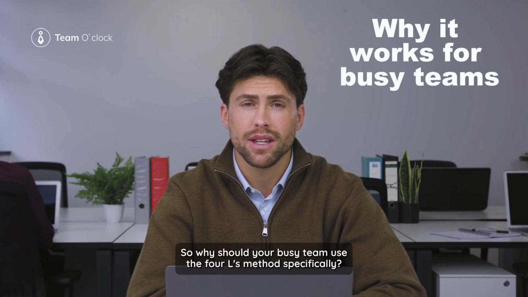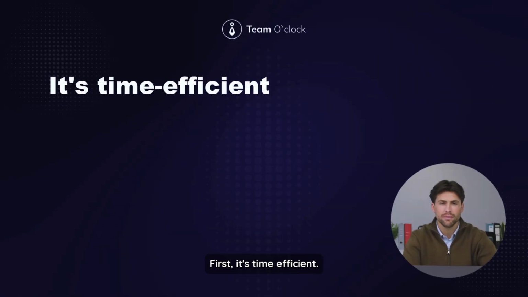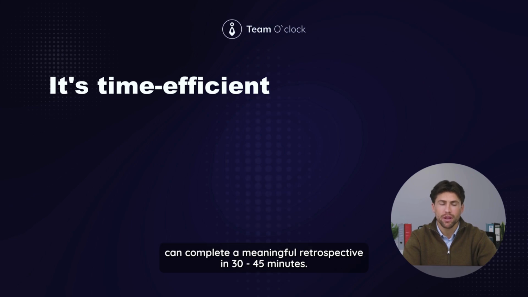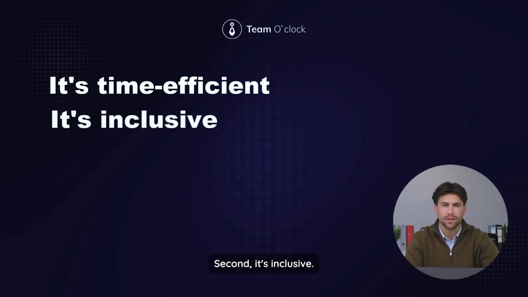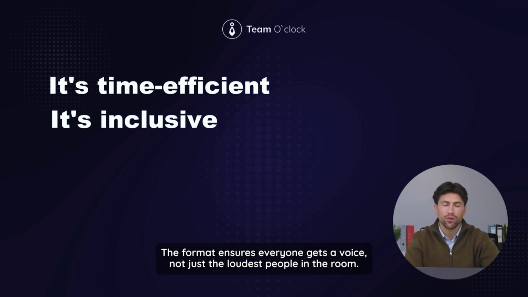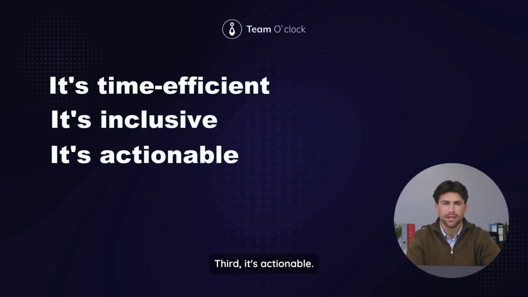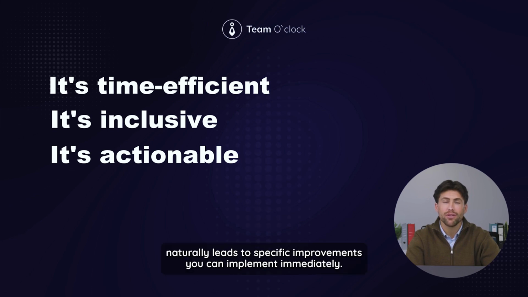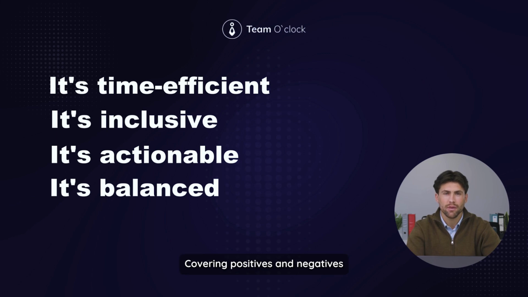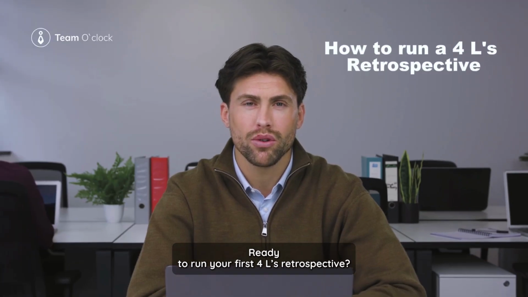So why should your busy team use the 4L's method specifically? First, it's time efficient. The clear structure means your team can complete a meaningful retrospective in 30-45 minutes. Second, it's inclusive. The format ensures everyone gets a voice, not just the loudest people in the room. Third, it's actionable. Each category naturally leads to specific improvements you can implement immediately. And finally, it's balanced. Covering positives and negatives equally prevents retros from becoming complaint sessions.